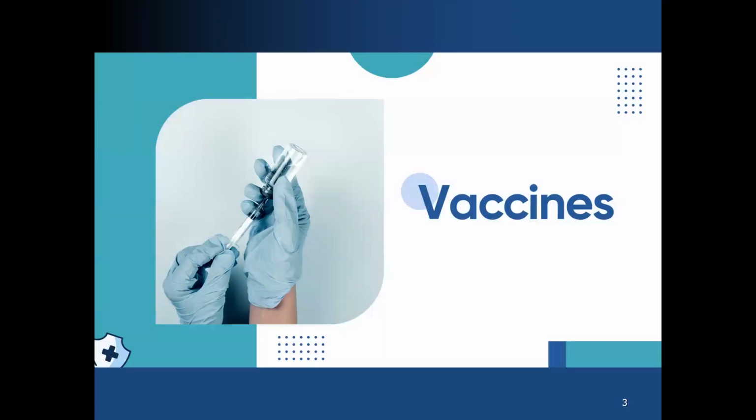What is a vaccine? Well, it's a substance used to stimulate the production of antibodies and provide immunity against one or several diseases. It is prepared from the causative agent of a disease, its products, or a synthetic substitute treated to act as an antigen without inducing the disease.